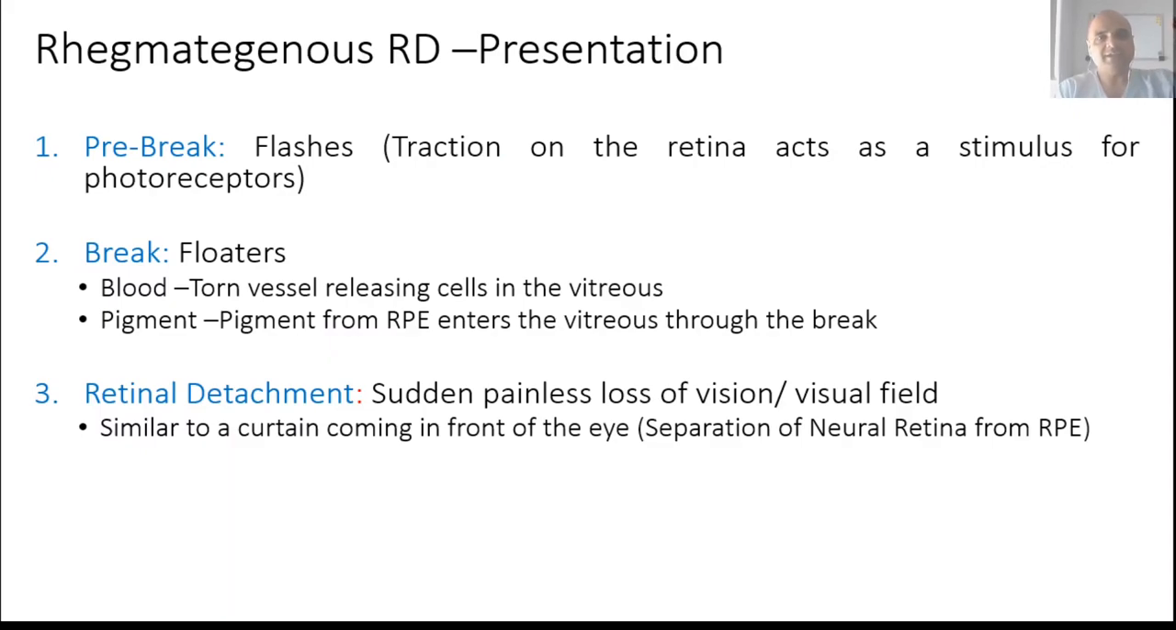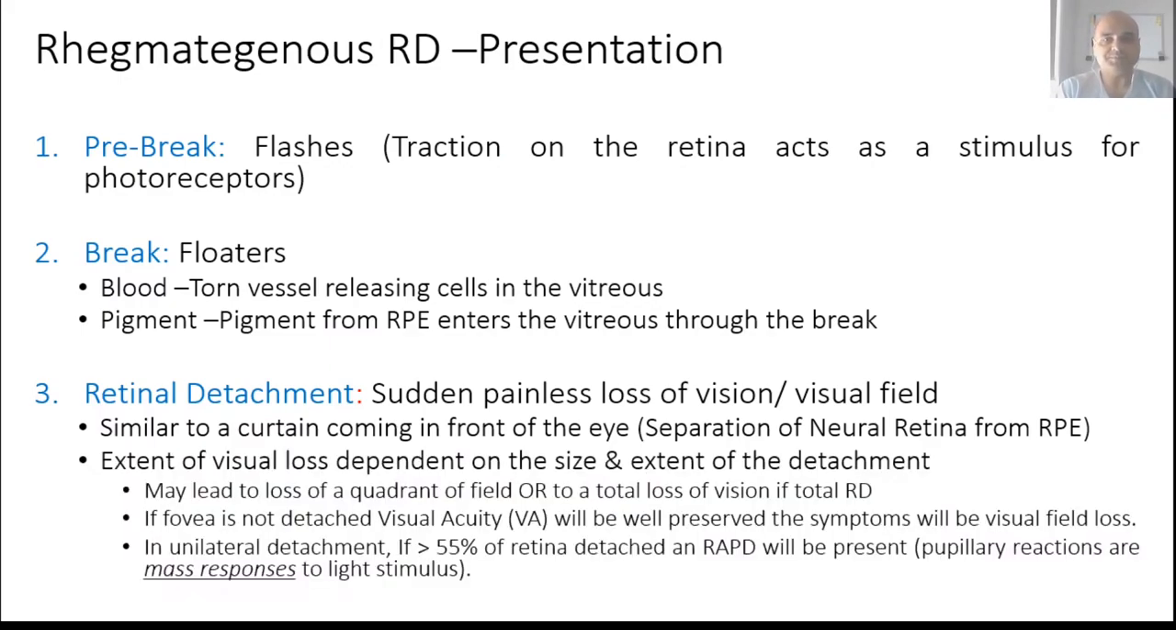And the extent and the size of the curtain would depend upon how much of the retina has detached, which might cause just a loss of visual field or visual field and visual acuity, depending if the fovea is attached or not, or all of the vision might be lost if all of the retina is detached.